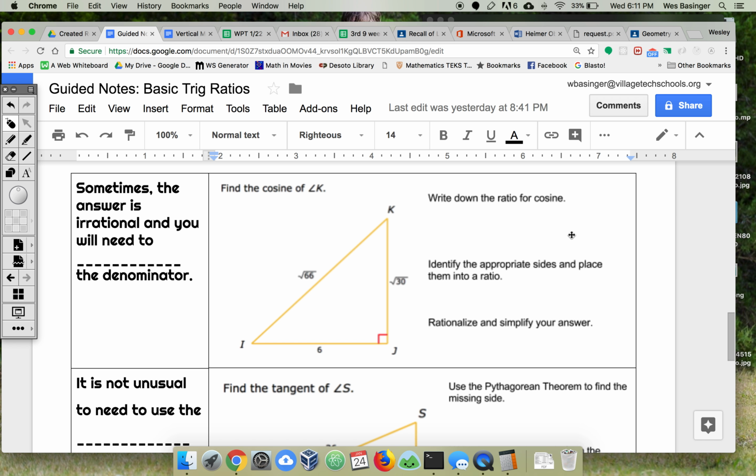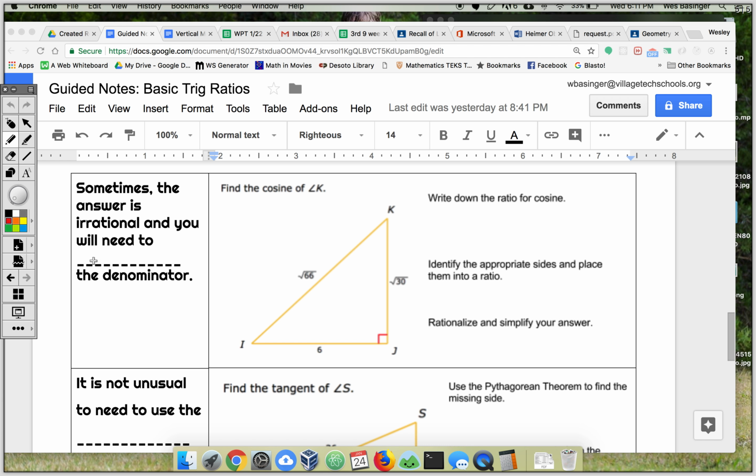Sometimes the answer is irrational, and you will need to rationalize the denominator. You may or may not have studied this in algebra, but it's just a process where you remove all the square roots from the denominator of the problem. So let's go ahead and take a look at that in practice.